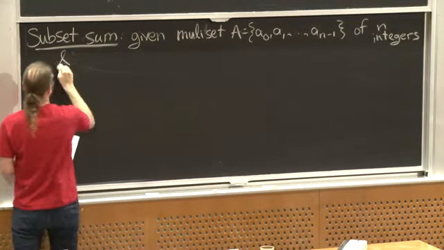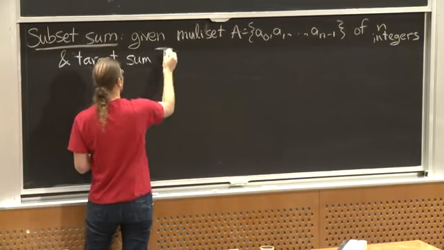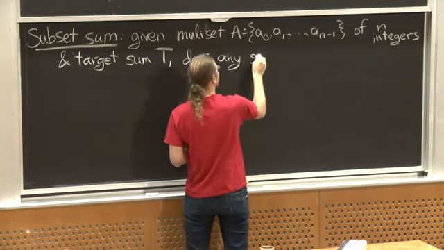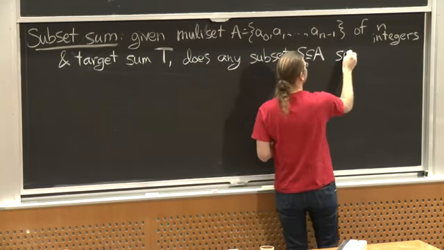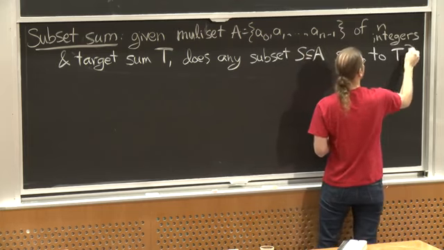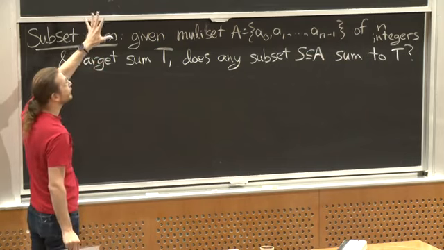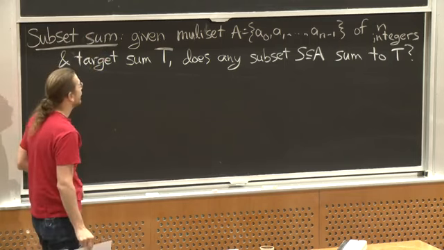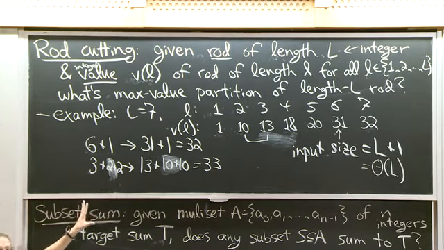And we're also given a target sum. And we want to know, does any subset sum to the target sum? This is actually a similar problem to rod cutting. Because in rod cutting, we also had to split up our number L into different values that summed to capital L. So capital T here is playing the role of capital L. But before, we were allowed to cut into any lengths, and so it was easy. In particular, L sums to L.